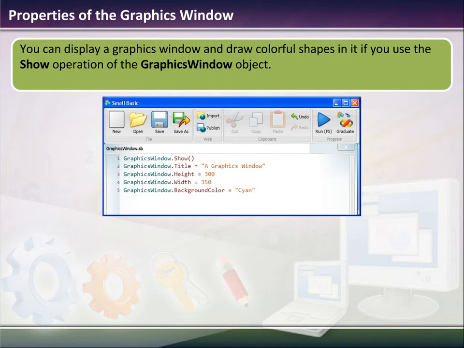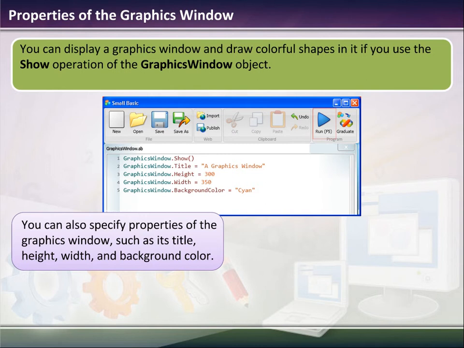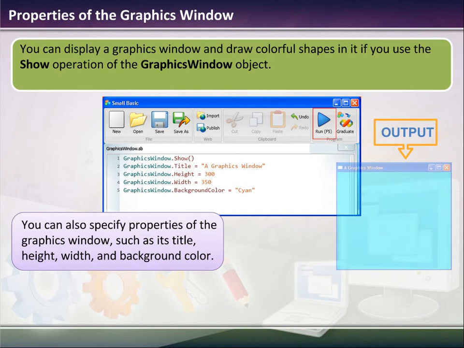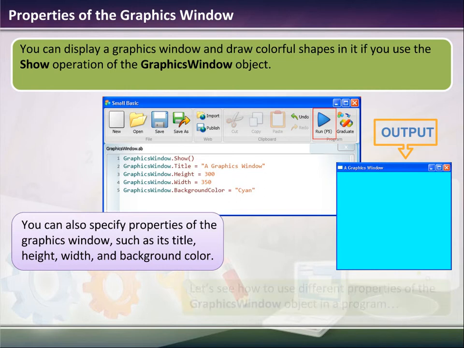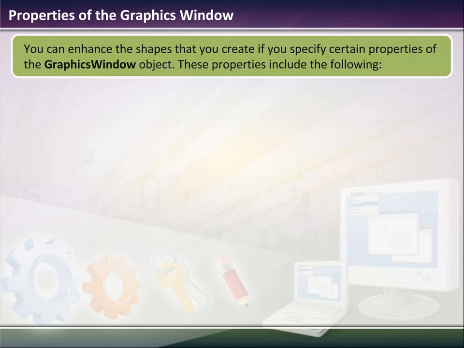So here we have a program where we say graphics window show. Then we give the window a title, then we give it its height and width dimensions, and then we can assign a background color. So basically this is what it would look like. Those 5 lines of programming will give you a graphics window that looks like that. So those are some of the things you could do, very similar to the text window.